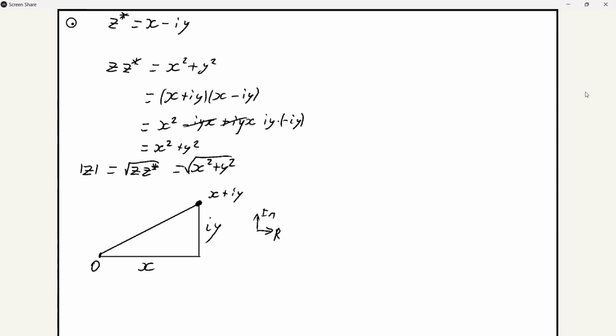Now, if you think of it as a vector instead, so here we have an arrow instead of just a point, we will have the magnitude of x, which is just x, and then the magnitude of iy, which is just y. So the magnitude of the vector z is, using Pythagoras, x squared plus y squared all square rooted.